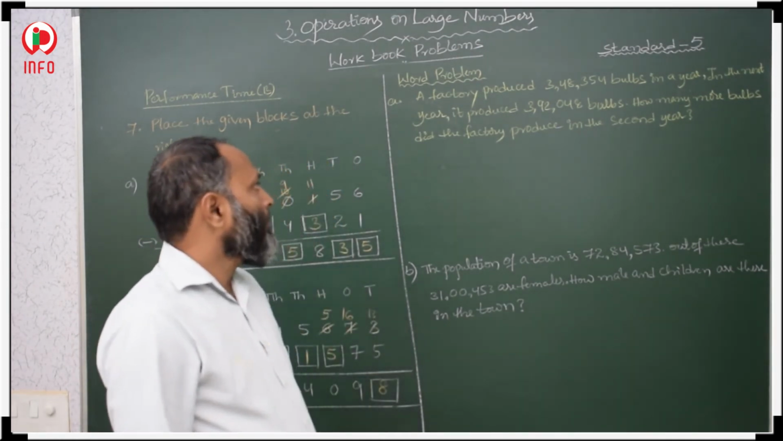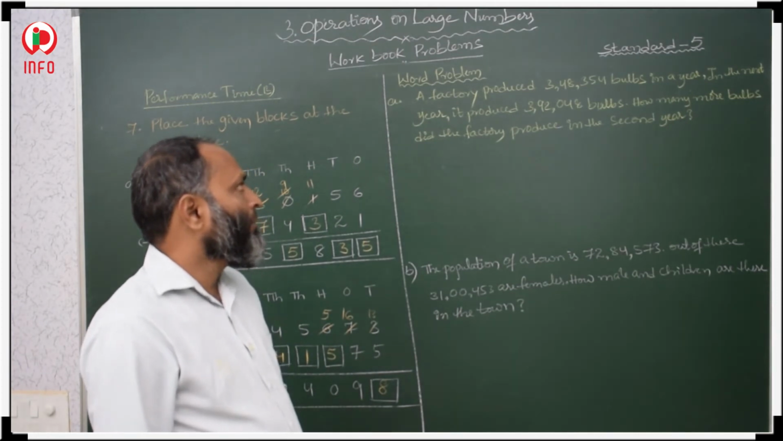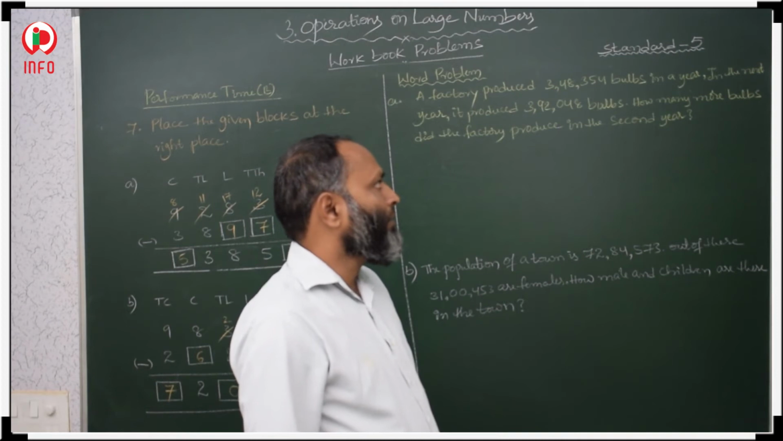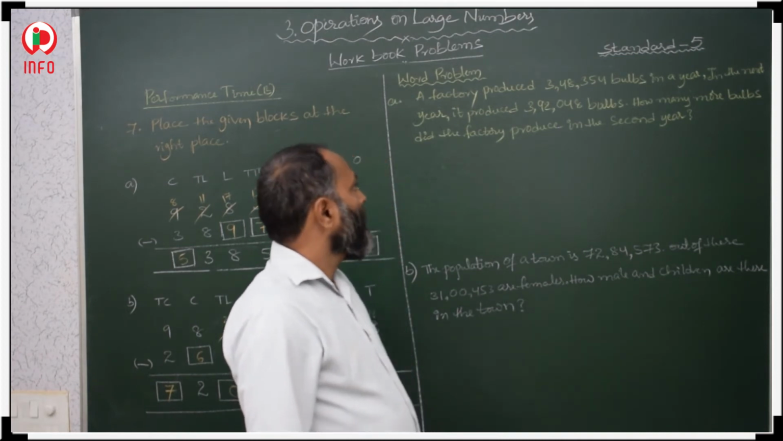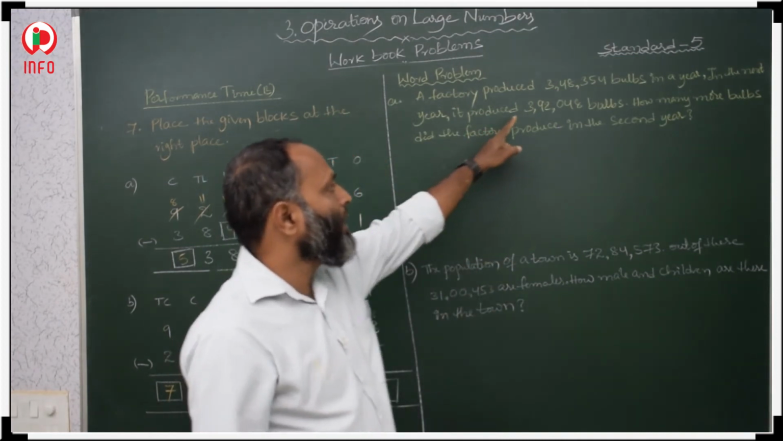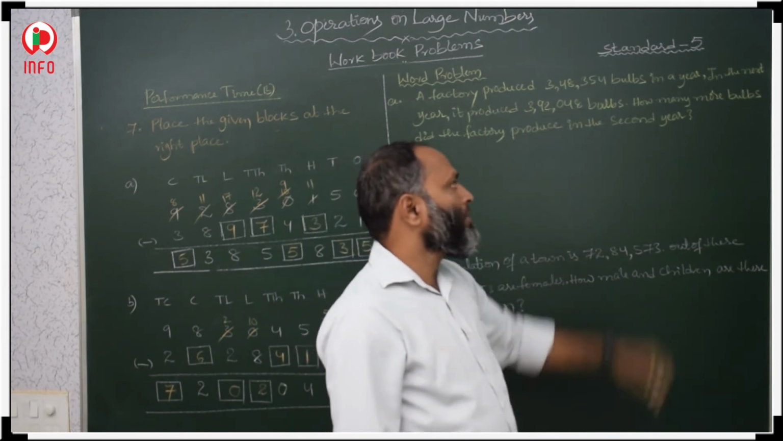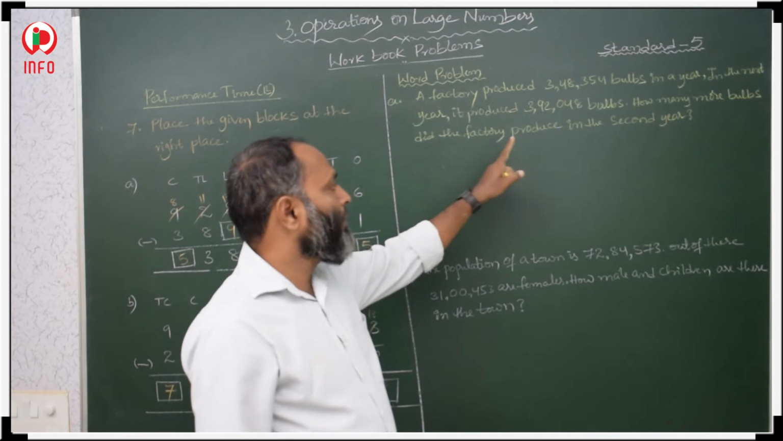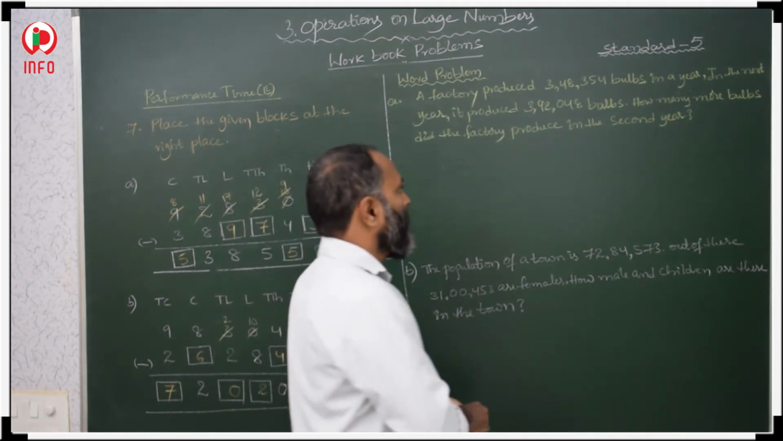Now, word problems. First: a factory produces 3,48,354 bulbs in a year. In the next year, it produces 3,92,048 bulbs. How many more bulbs did the factory produce in the second year?